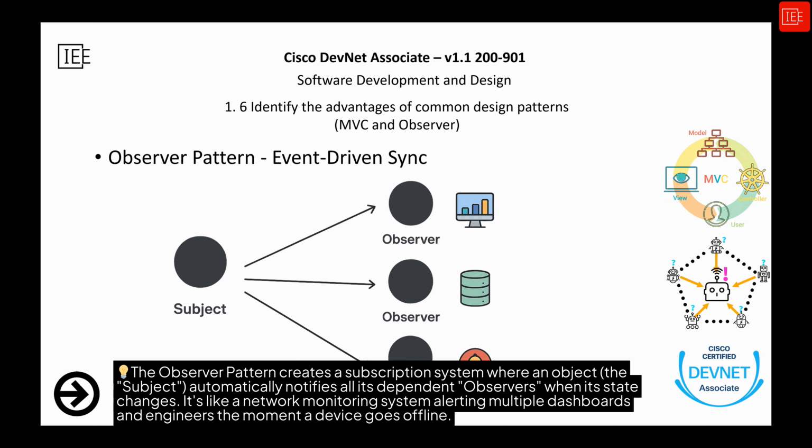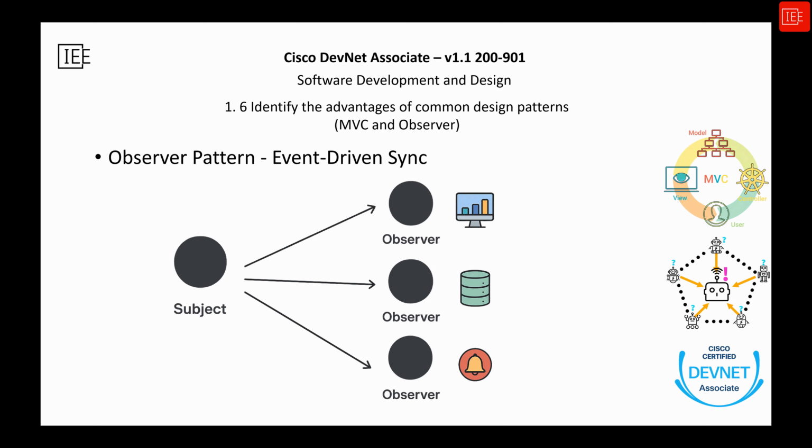So the observer pattern is all about managing communication between objects in a clean and efficient way. Think of it as a system where one object, called the subject, holds some piece of data or state. Anytime that state changes, the subject automatically notifies all other objects that are interested in it. These are called the observers.